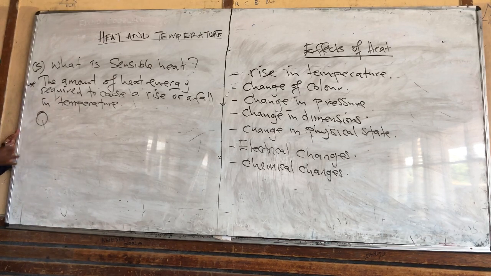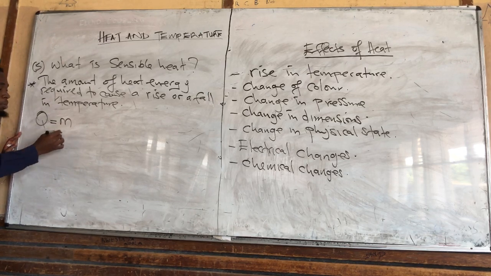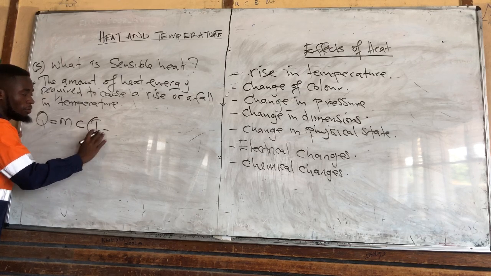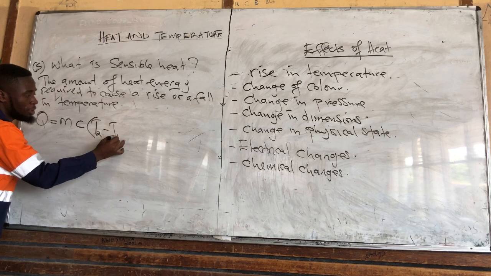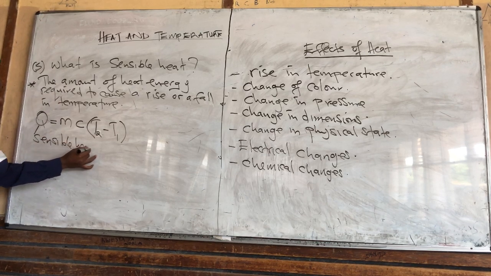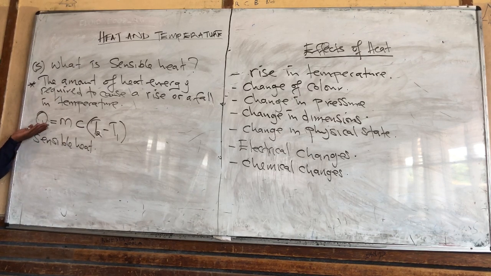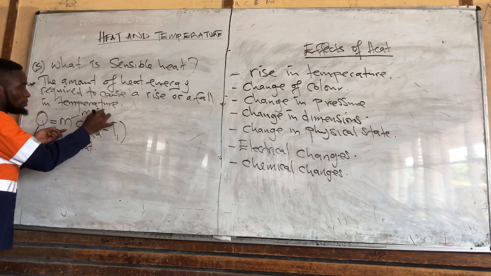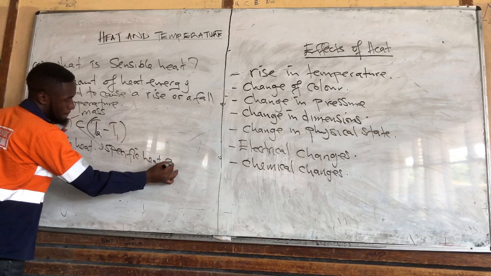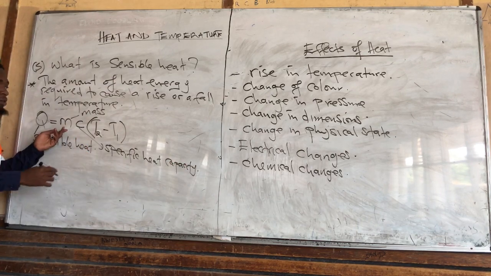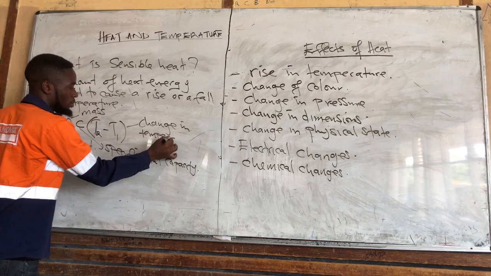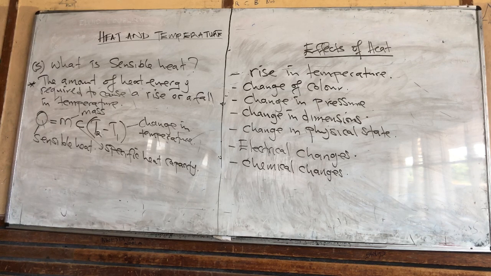So we know that heat is given by delta Q equals the mass of that substance multiplied by the specific heat capacity of that substance multiplied by the change in temperature of that substance. So this is the formula for sensible heat. Sensible heat, Q, is equal to the mass, m, times the specific heat capacity, c, times the change in temperature. Okay, so this is the formula for sensible heat.